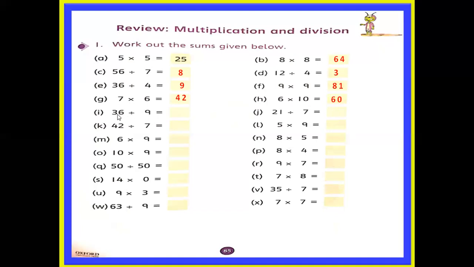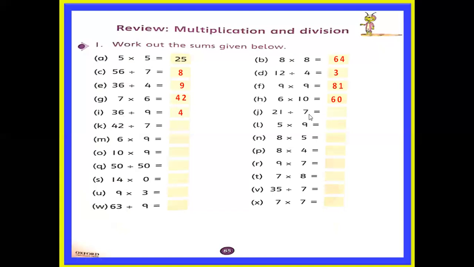36 divided by 9. So this is division. 36 is the dividend. 9 is the divisor. So read the table of the divisor, 9. 9 ones are 9. 9 twos are 18. 9 threes are 27. 9 fours are 36. So 36 comes after multiplying 9 with 4. So our answer is 4.